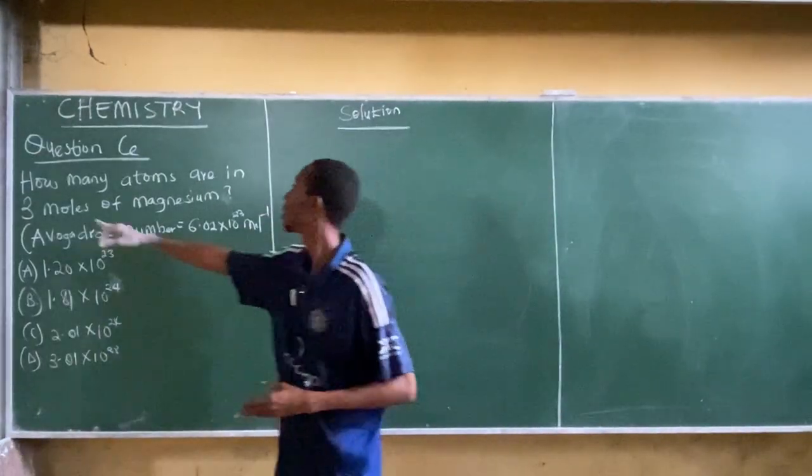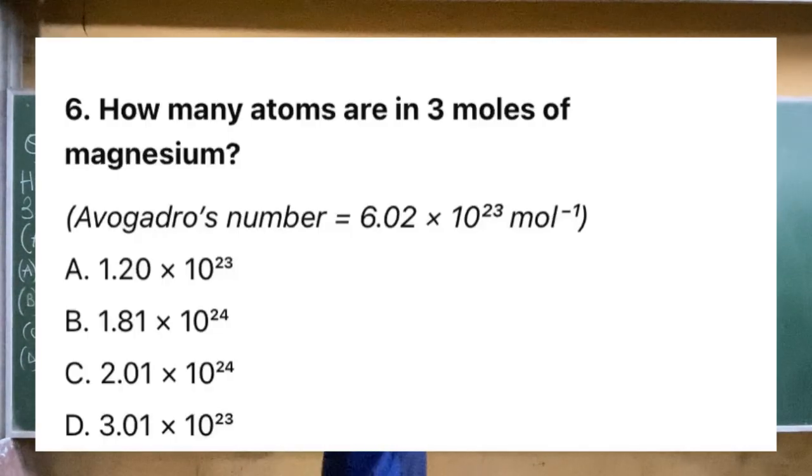Question C says, how many atoms are in 3 moles of magnesium? How many atoms are in 3 moles of magnesium? They gave us Avogadro's number to be 6.02 times 10 raised to power 23 per mole. We had the options. Option A says 1.20 times 10 raised to power 23. Option B says 1.81 times 10 raised to power 24. Option C, 2.01 times 10 raised to power 24. And option D, 3.01 times 10 raised to power 23.